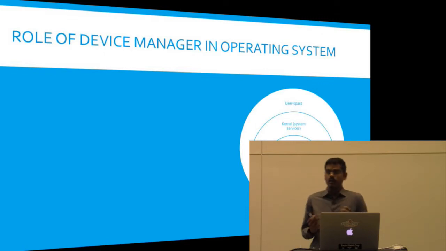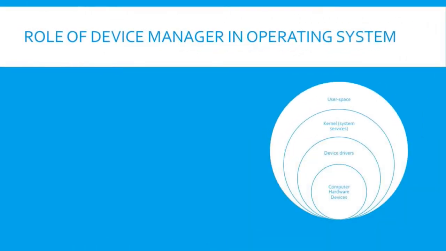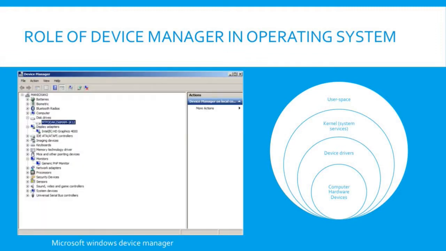As we all know, for any operating system you will have the hardware, on top of that you will have the device drivers, then the kernel, and at the top you will have the user space. So take an example of a Microsoft Windows operating system.